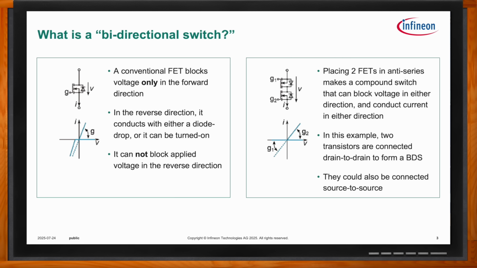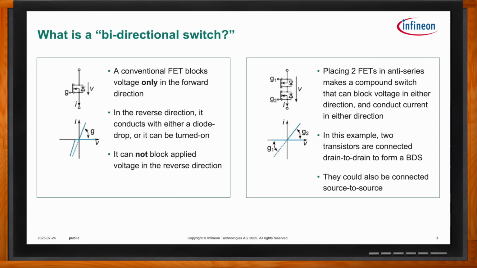On the right-hand side, you can see I've taken two FETs and put them in series. And we call this anti-series because each one is pointing a different direction. In this particular example, I'm showing them connected drain to drain, but you could also do this connecting them source to source. And in this case, I now have two transistors. I can independently turn on or turn off current flow in either direction. So this is a bidirectional switch. It blocks voltage in both directions, and it can conduct current in either direction.